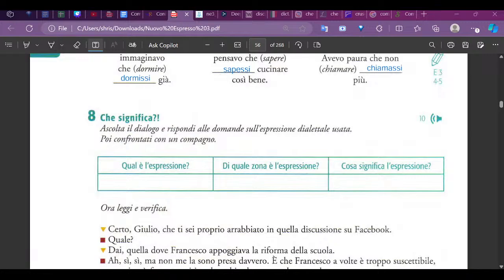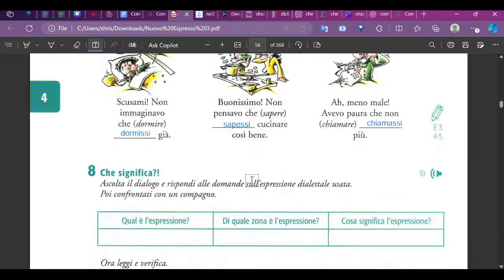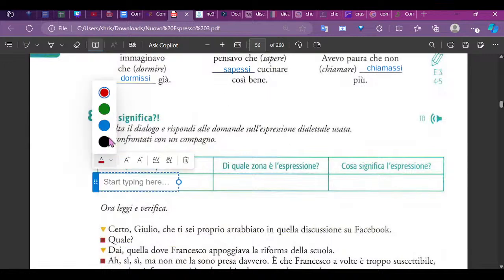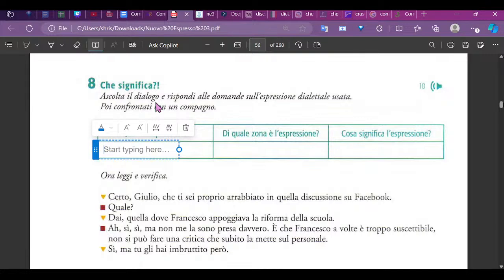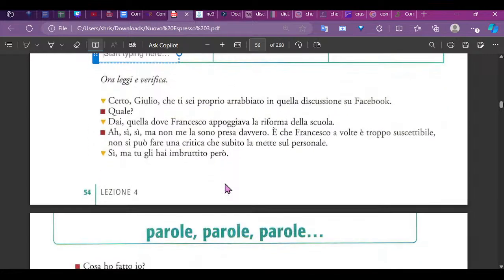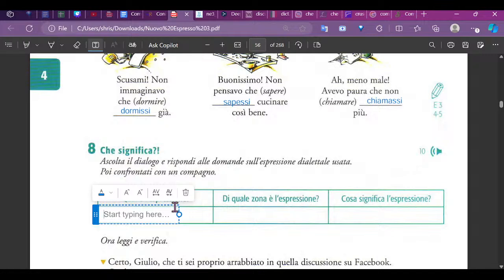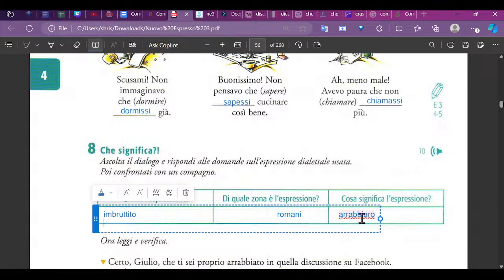Lezione 4. Traccia 10. Certo, Giulio, che ti sei proprio arrabbiato in quella discussione su Facebook. Quale? Dai, quella dove Francesco appoggiava la riforma della scuola. Ah, sì, sì, ma non me la sono presa davvero. È che Francesco a volte è troppo suscettibile. Non si può fare una critica che subito la mette sul personale. Sì, ma tu gli hai imbruttito, però. Cosa ho fatto io? Gli hai imbruttito, dai, non puoi dire di no. Sì, ho sentito la parola, ma che significa? Che sei stato aggressivo, che hai esagerato. Ma davvero non sai cosa significa? Guarda che quando usi questi modi di dire romani, per me è come se parlassi arabo. Ma non credo che sia romano. Certo che è romano, di certo comunque non è toscano. Boh. E comunque non sono stato per niente aggressivo. Se lo dici tu.